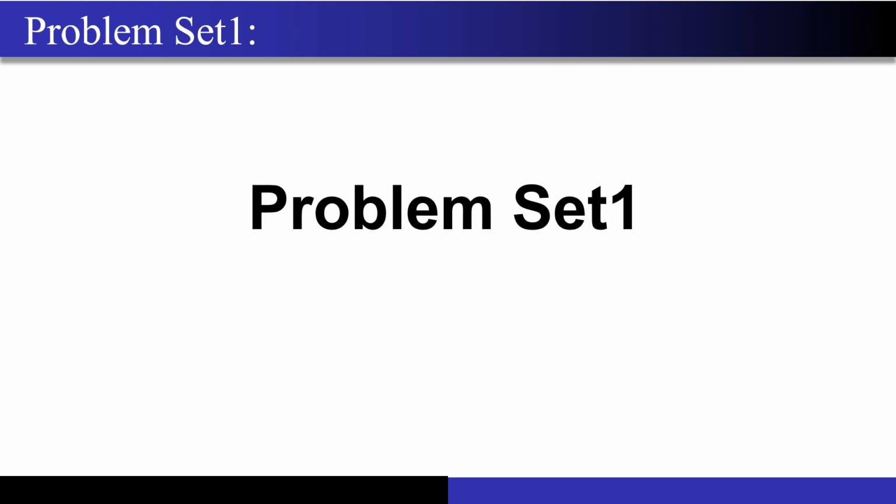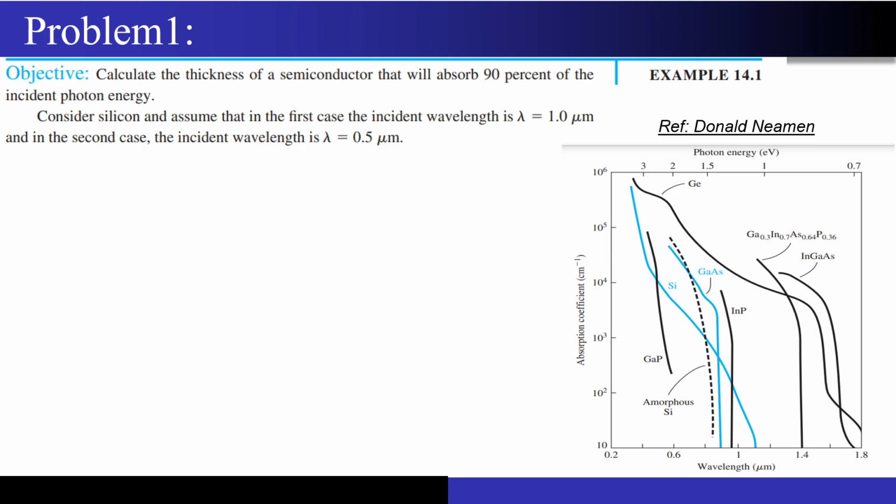Yeah, correct. So now let's look at the first problem for today. So what is this problem? Calculate the thickness of the semiconductor that will absorb 90% of the incident photon energy. Consider silicon and assume that in the first case the incident wavelength is 1 micrometer, and in the second case the incident wavelength lambda is equal to 0.5 micrometer.